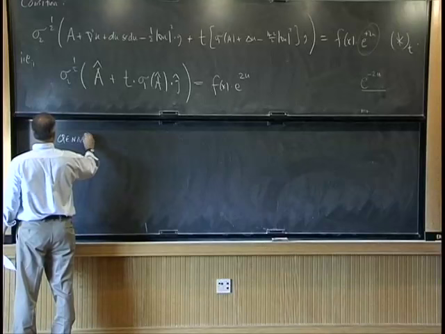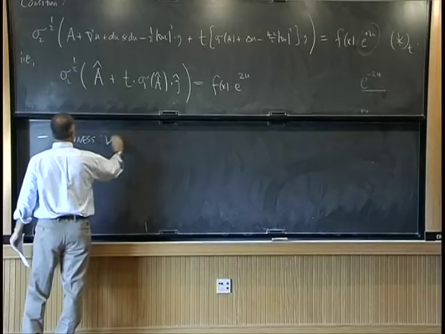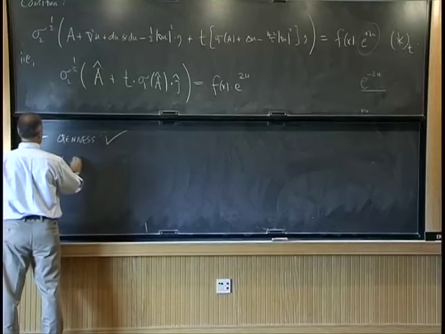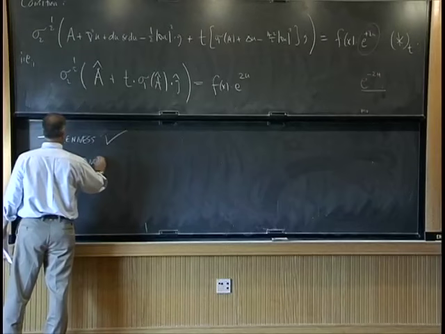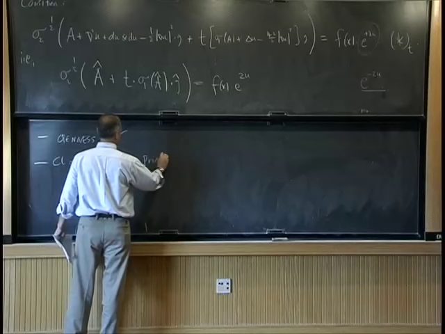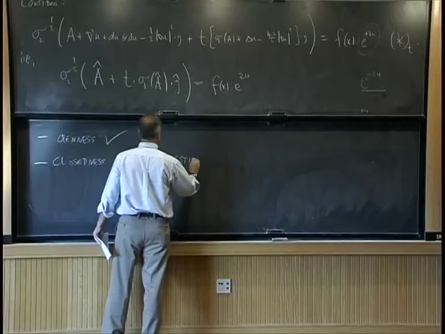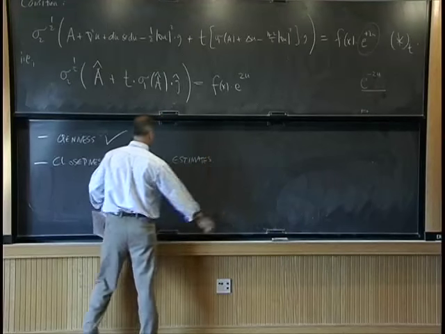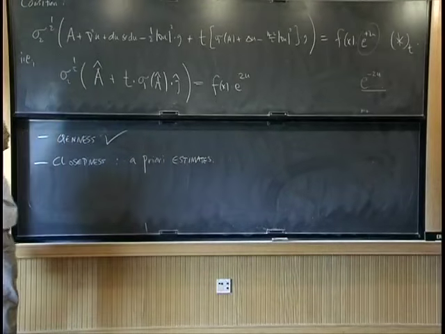Openness, that's two N's, is easy to check. Say closedness. This just reduces to a priori estimates, right? Okay, so let's go through the drill.